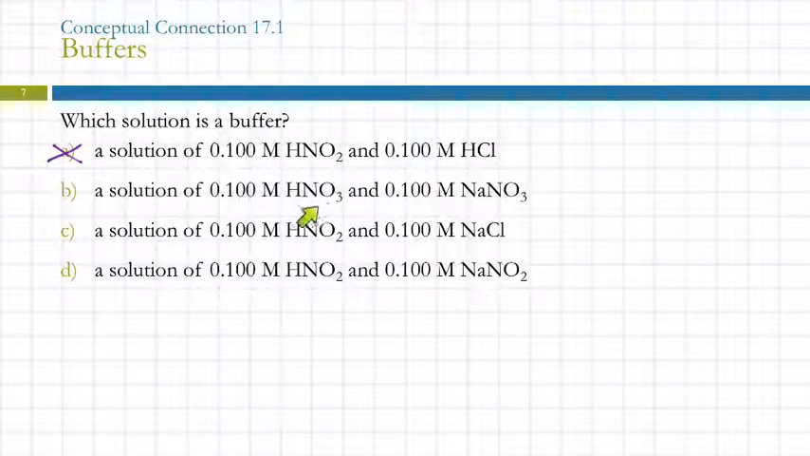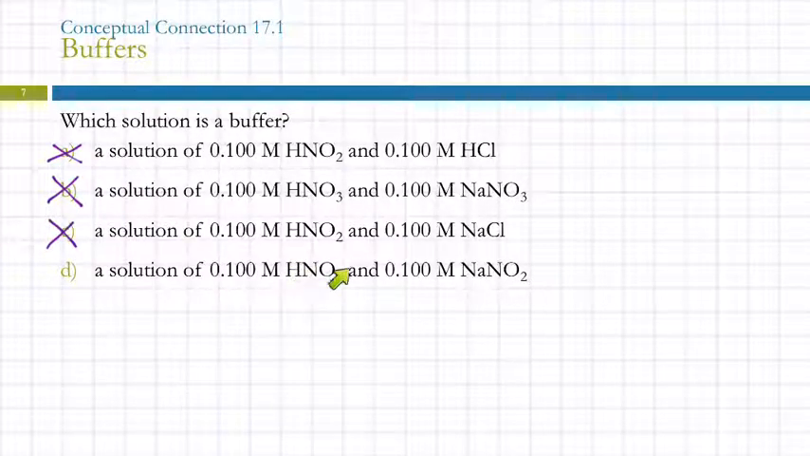Here we have HNO3. What kind of an acid is that? That's a strong acid. And over here, we have the salt of its conjugate base, but that's not going to work because it's a strong acid. Here we have a weak acid and sodium chloride. This is not related to this at all, so that's not going to work.